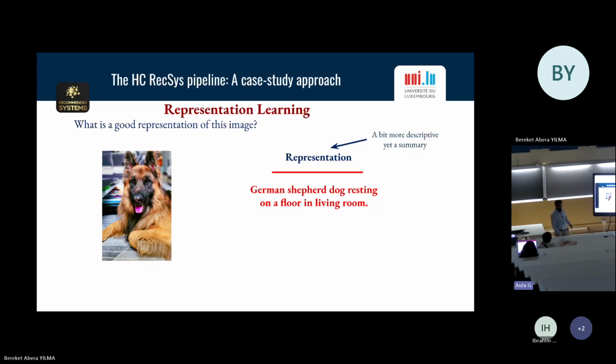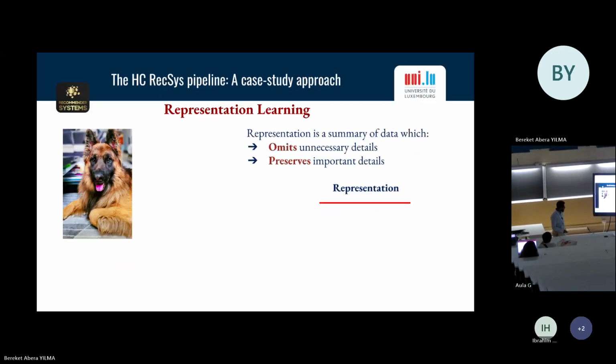Now we can answer a bit more questions, right? What is the dog doing? He is resting. What kind of dog is it? It's a German Shepherd. So you kind of have a better representation here. So essentially, a representation is a summary of data which is minimal, which omits unnecessary details and preserves important details.